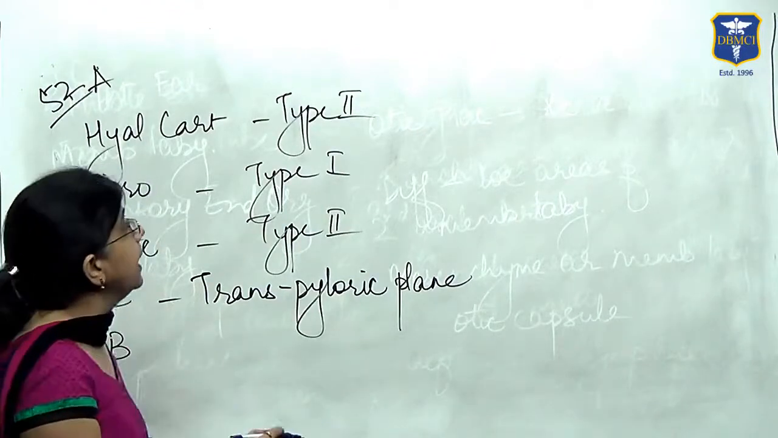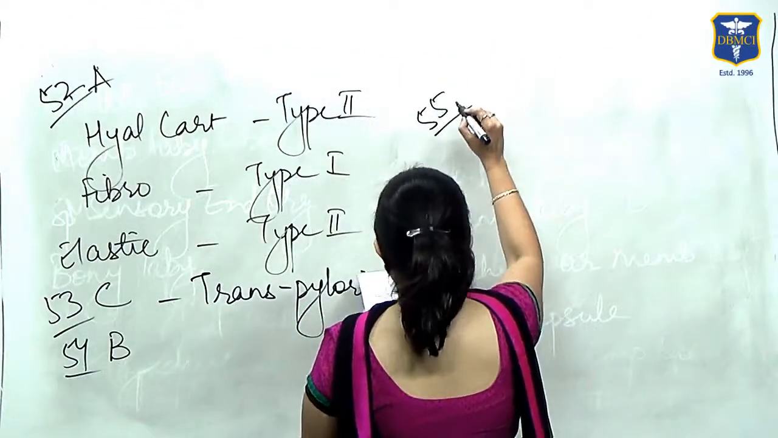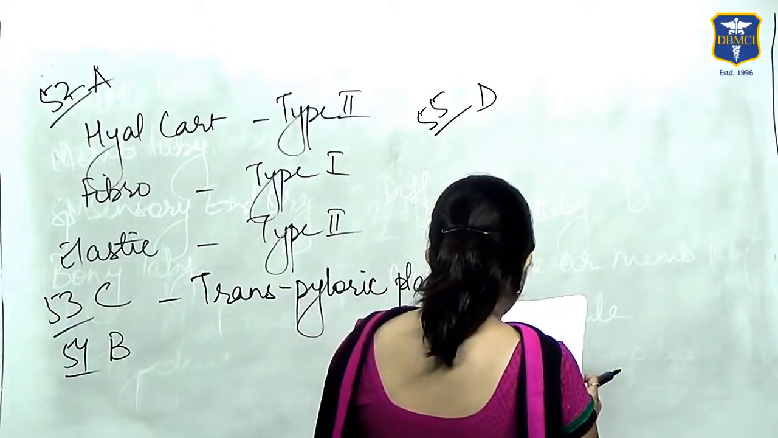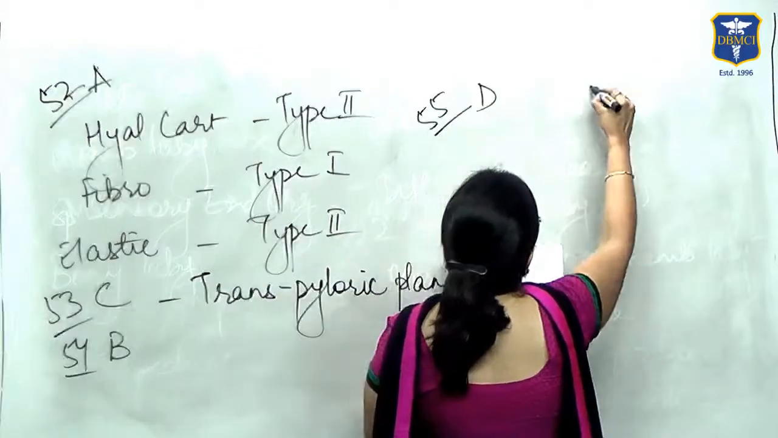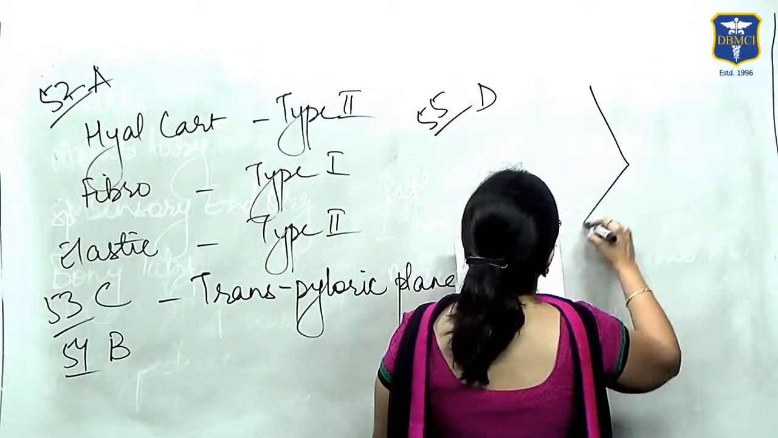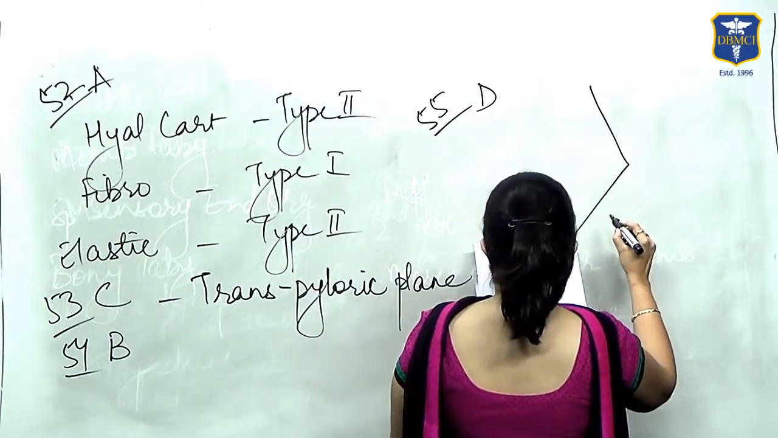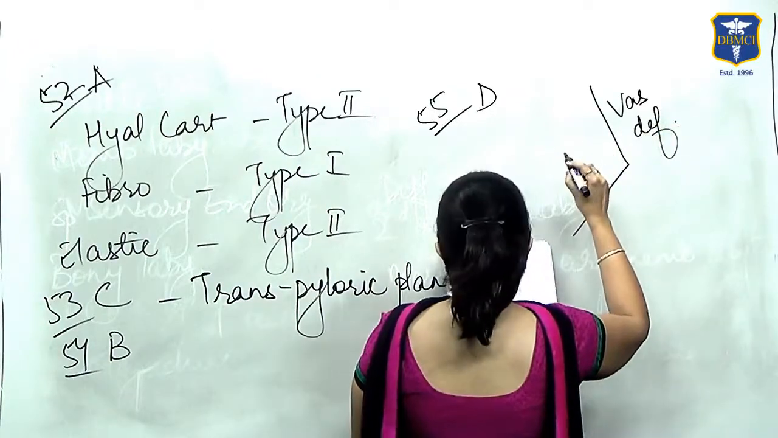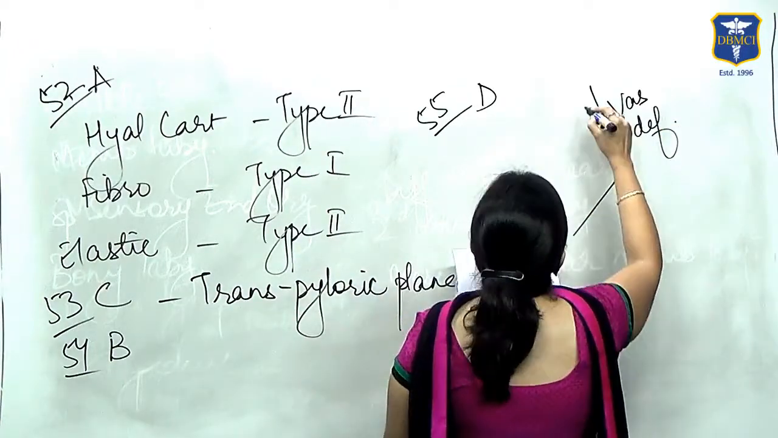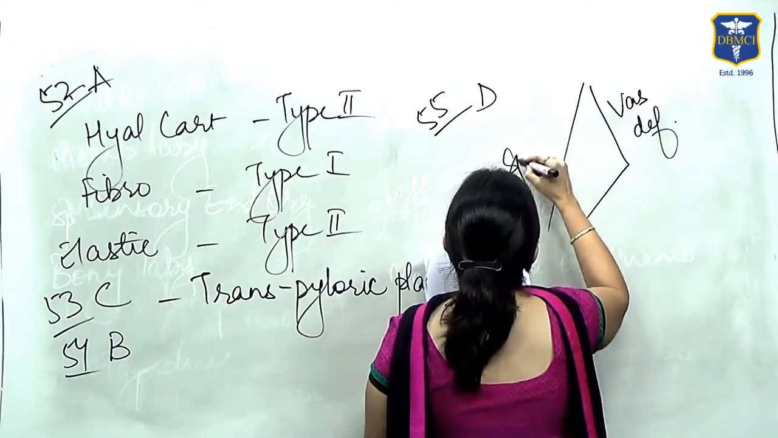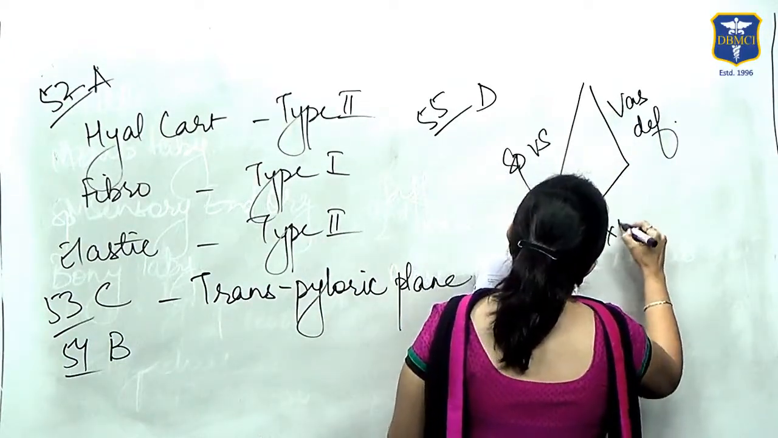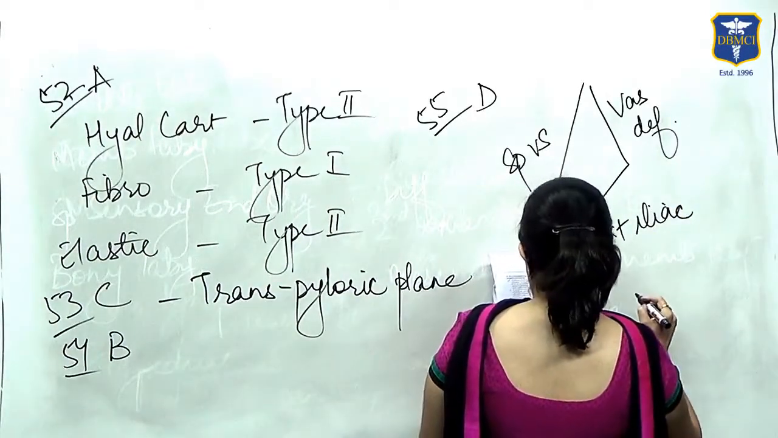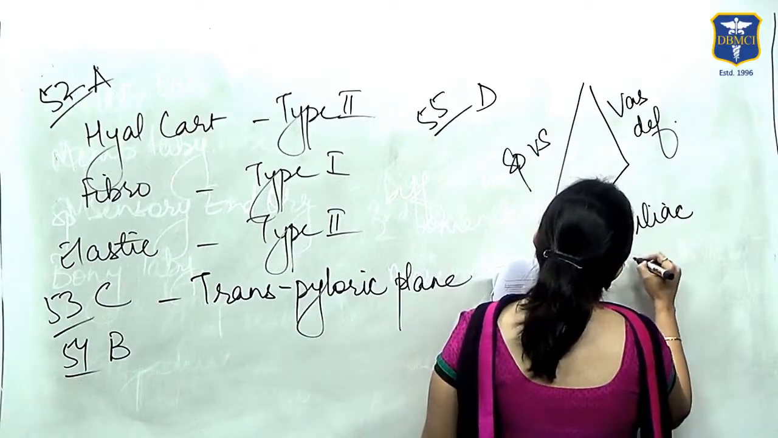Question 55, the answer is D. The triangle of doom is an anatomical triangle which is bound by vas deferens medially, the spermatic vessels laterally, and the external iliac vessels inferiorly.